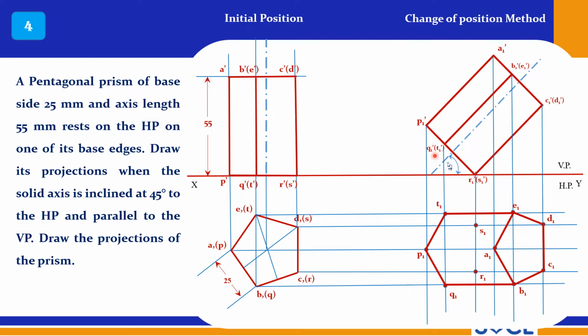Now A to P is visible, and these are the visible points, and R, S are invisible points. So R is connected to Q, and S is connected to T, and this should be drawn with dotted lines. S is connected to R also, so that should be drawn dotted. S to D is also a dotted line, and R to C is also a dotted line. So this is how you should draw the final projections. So this is the final top view. So these are invisible points.